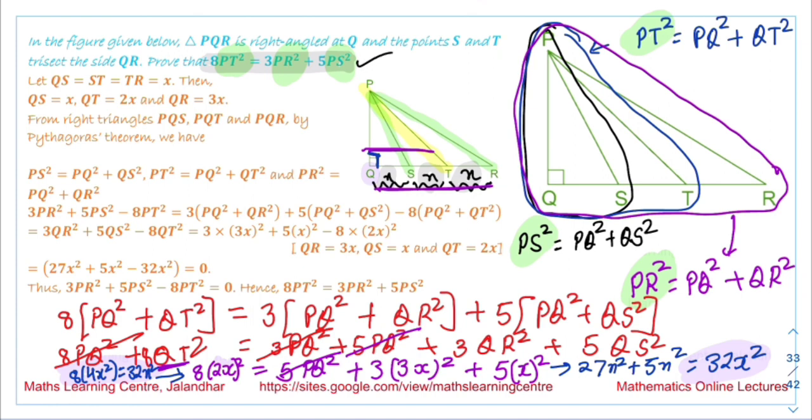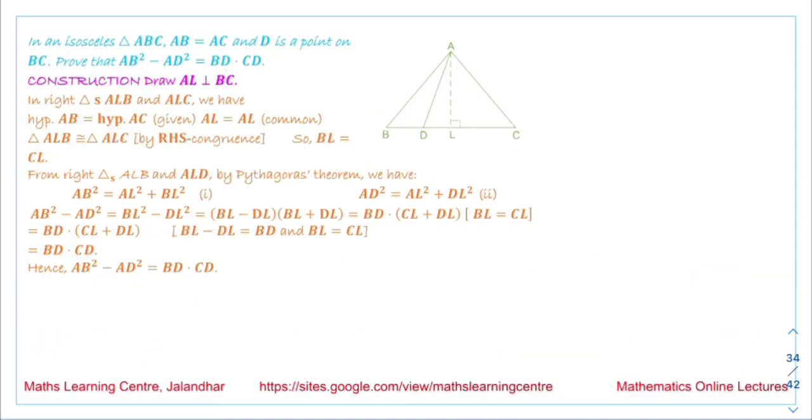Now next is, in an isosceles triangle ABC, this triangle is given to be isosceles. We have sides AB and AC, these two sides are equal to each other, and D is a point on BC. D is any point on BC. We have to prove that AB square minus AD square is equal to BD into CD.